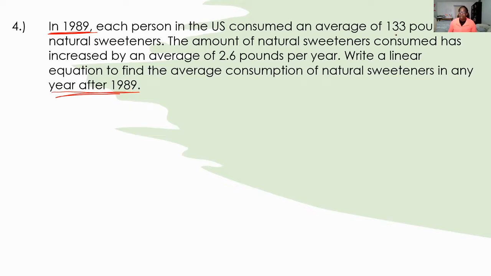Well, they're talking about this 133 pounds. So 133 pounds, that's how much they started off when they did this research back in 1989. So the 133, that's going to be my starting point, my y-intercept. So we got 133. So now they're saying it's increased by an average of 2.6 pounds per year. Just because of that word per, that sparks a little notion in my mind that, hey, that's got to be my slope. So my 2.6, that's going to be my slope.